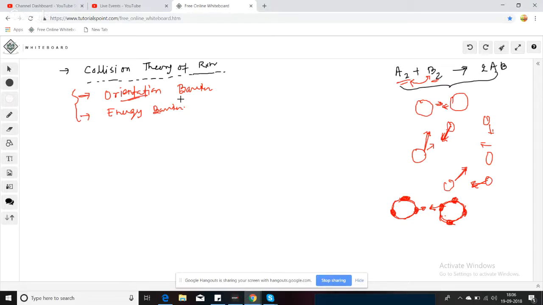Write down this point: chemical reaction takes place because of the collision among the reactant molecules. Are you getting me now? Siddhant, you understood whatever I said? Yes, sir. Okay, write down, chemical reactions take place because of the collision among the reactant molecules.